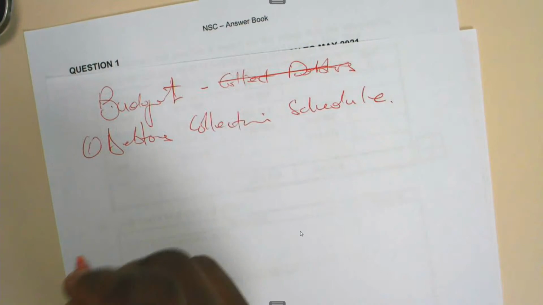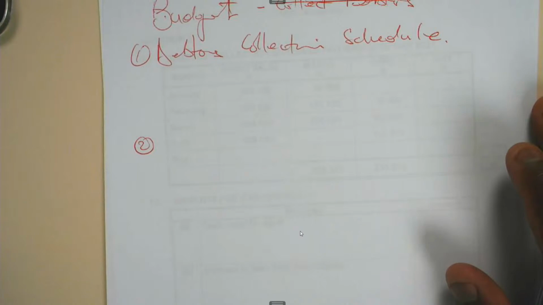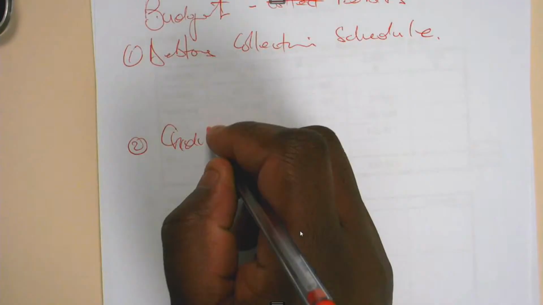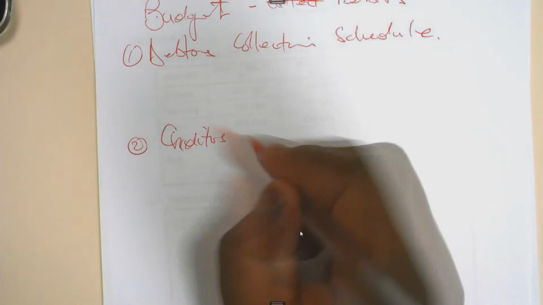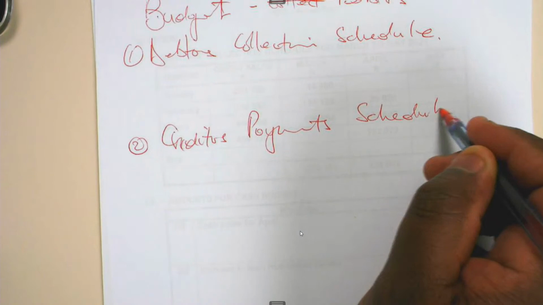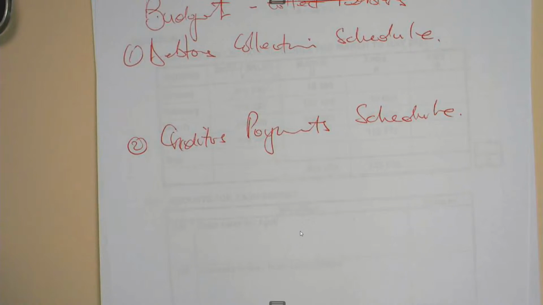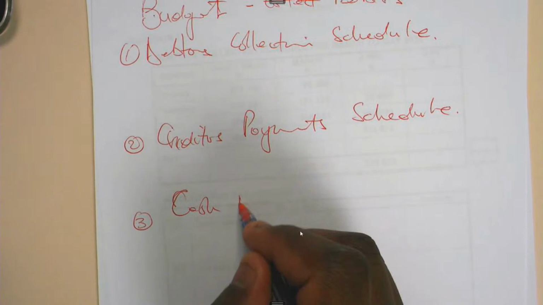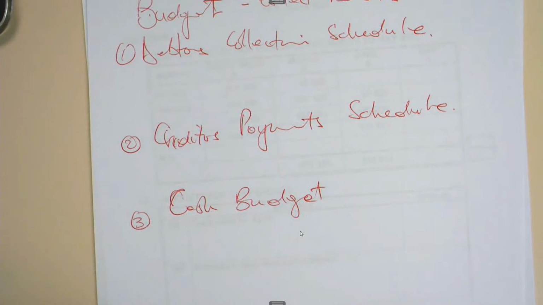And again, we'll be looking at how the business projects how it will pay its creditors, using the creditors payment schedule, right? And within this topic, we also look at the cash budget and the projected income statement.